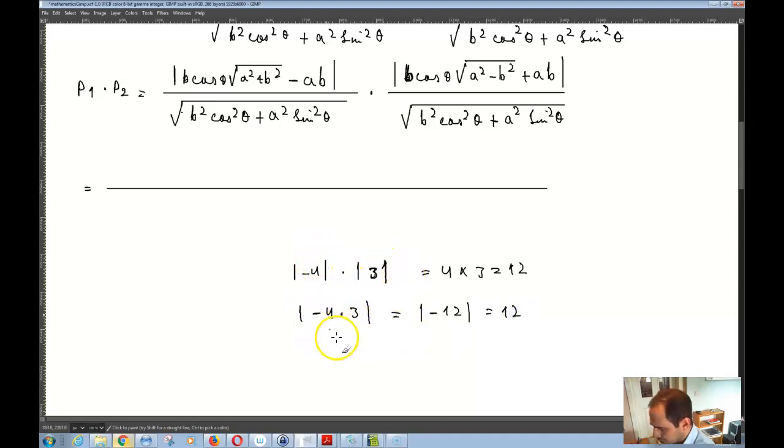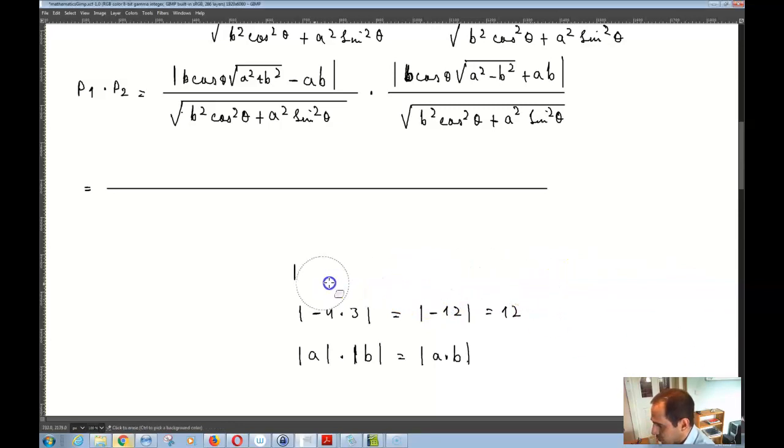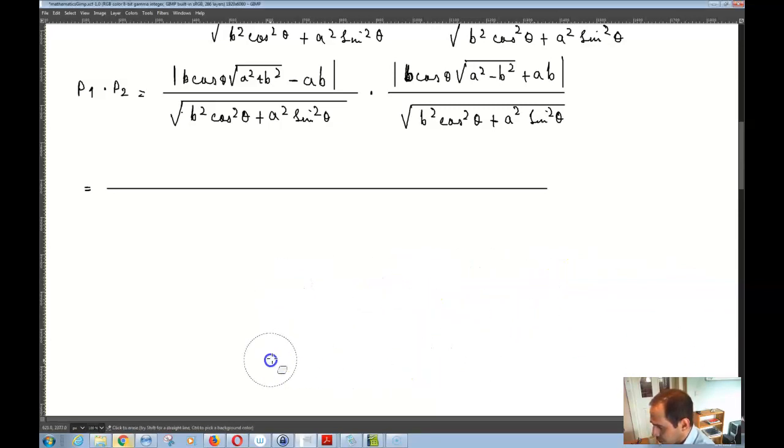So that means that the absolute value of A times the absolute value of B is equal to the absolute value of A times B, irrespective of whether A or B are 0, a negative value, or a positive value. So you can always do that without having to make any sort of assumption.